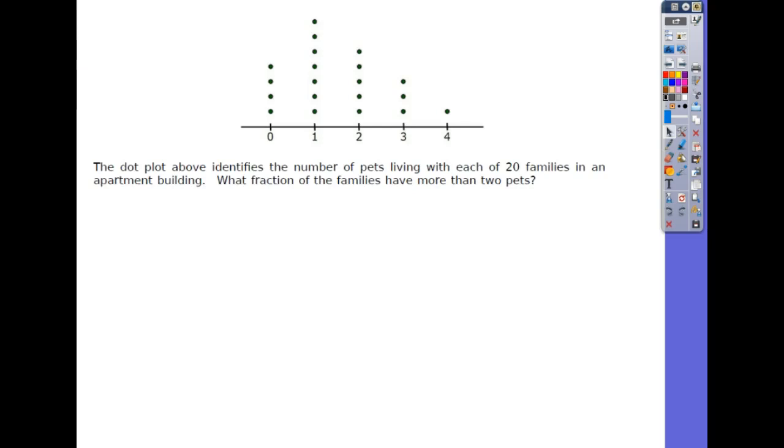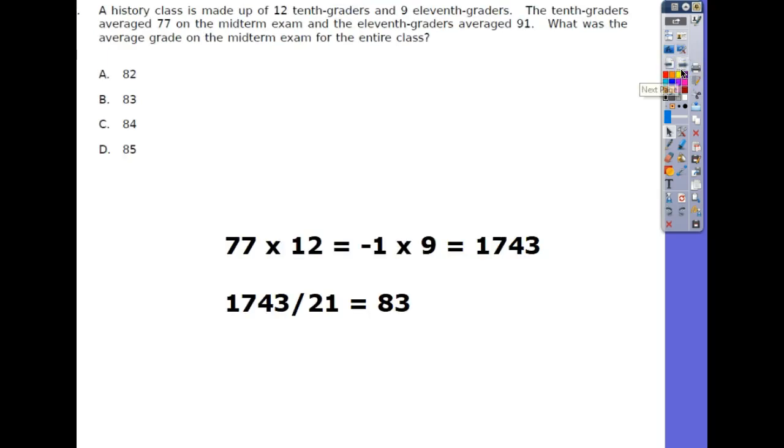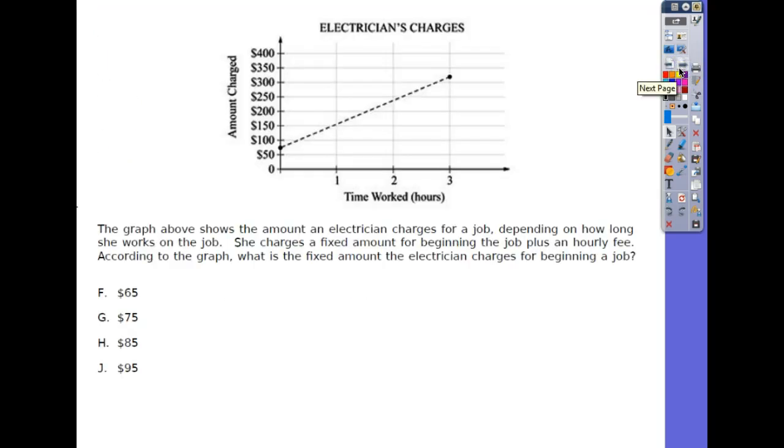You will see in your packet there's many different kinds of graphs and problems that go with probability and statistics. The one that I did not cover was problem number 4 because I thought you knew it already, but let's make sure that you do. Please look at problem number 4 in your blue packet. The graph shows the amount an electrician charges for a job depending on how long she works. She charged a fixed amount at the beginning of the job plus an hourly fee. That's how technicians often charge.